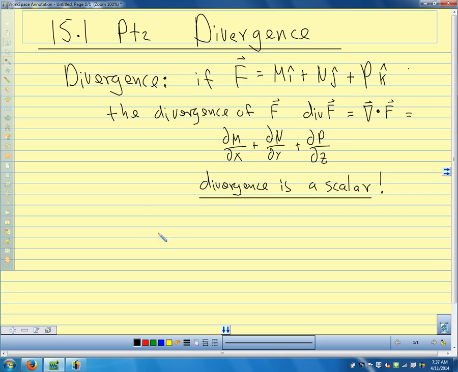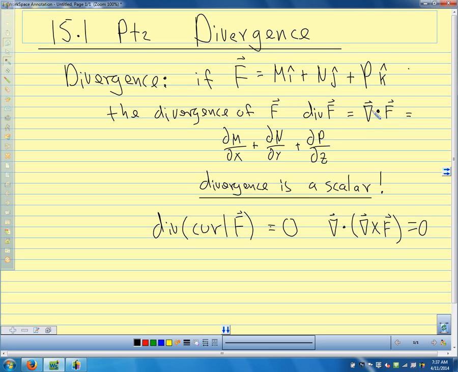The divergence of the curl of f is always 0. So we're saying that del dot del cross f is 0. So the divergence of the curl is 0. And we'll verify that with one of our examples.